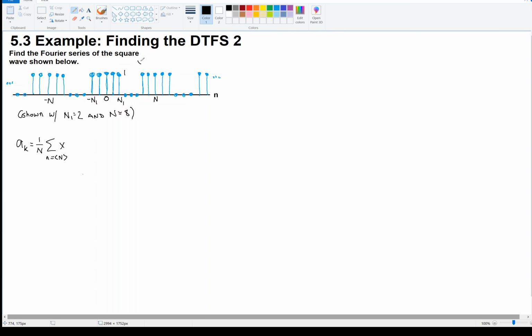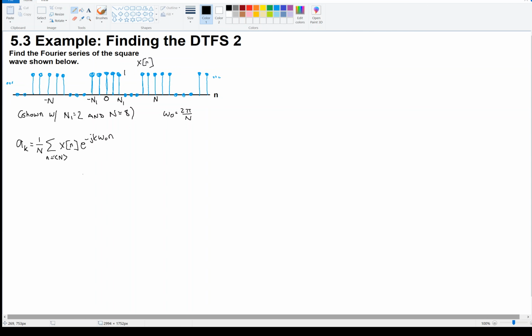This is x of n. I should state that. e to the minus jk omega 0 n, and I want to remind you that omega 0 is 2 pi over the period N. Okay, so this was the analysis equation. Remember, give me x of n, I'm going to analyze it for the a_k's.